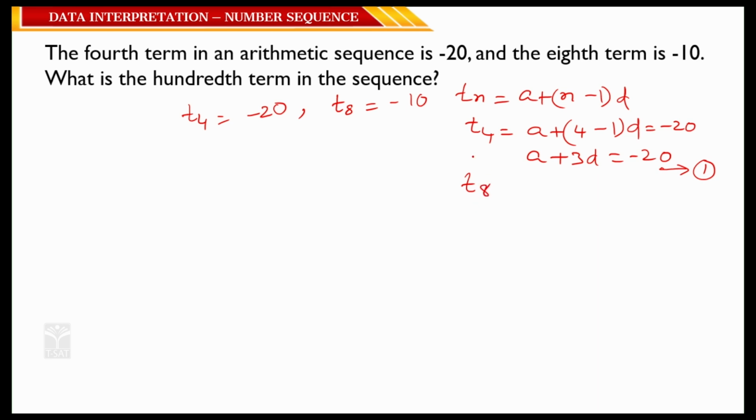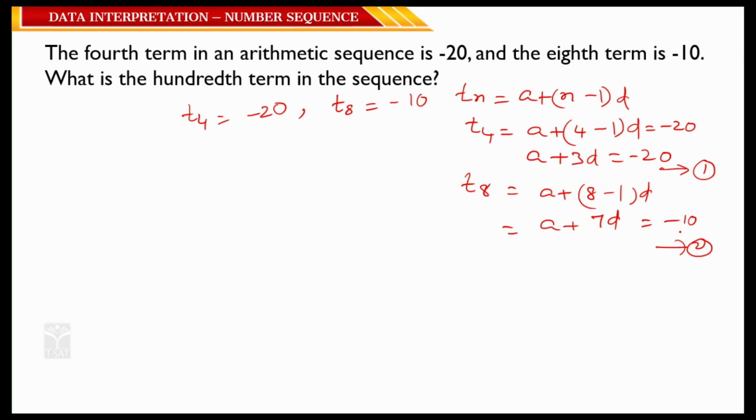Next, T8 means a plus (8 minus 1) d, that is a plus 7d. It is given as -10. So, a plus 7d is equal to -10. And a plus 3d equals -20. Say this is equation number 2.